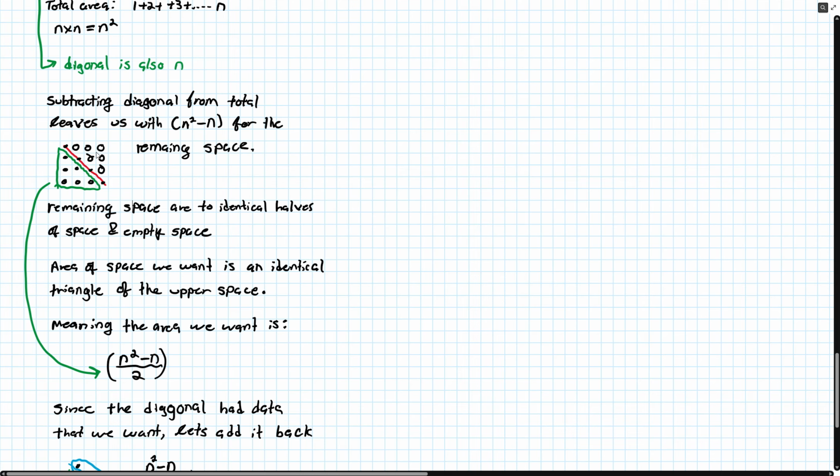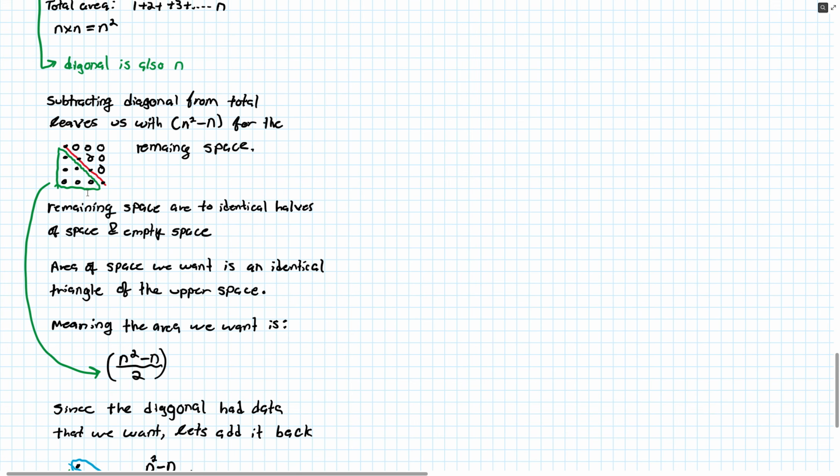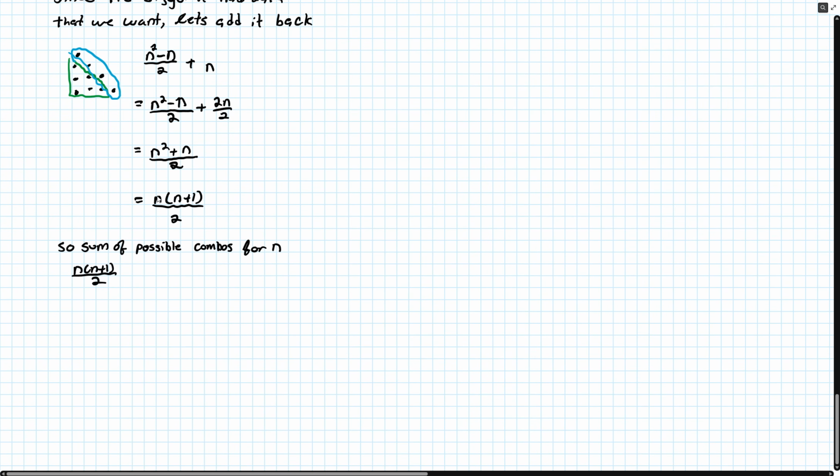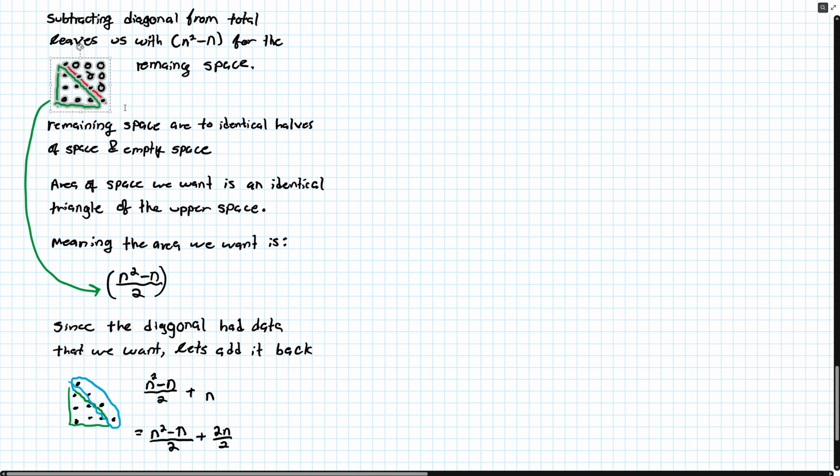We have the upper side with a bunch of non-existent space, and then the bottom side that has all of our solutions or potential solutions within it. And this total area with the diagonal is n squared minus n. You factor that out, what do you get? n times n plus 1. So we have half of the problem already solved.